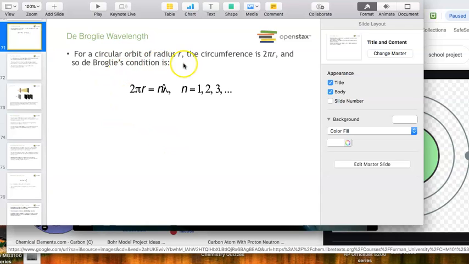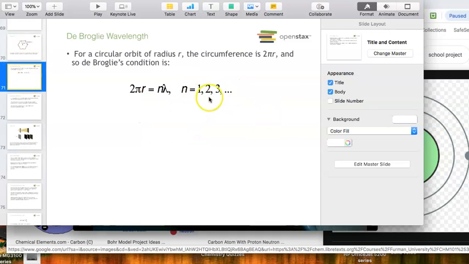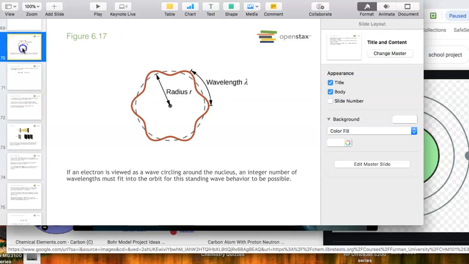So for a circular orbit with radius r, the circumference of a circle is 2 times pi times r, and so the de Broglie condition is, in order to fit an electron moving in the pattern of a wave, it would have to have certain positive integer values times its wavelength in order to fit within the circle.